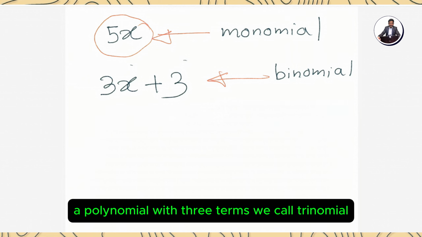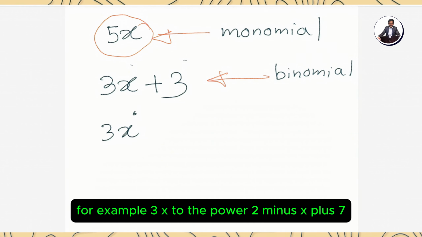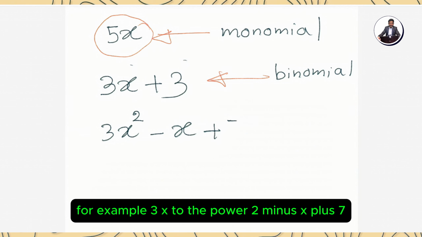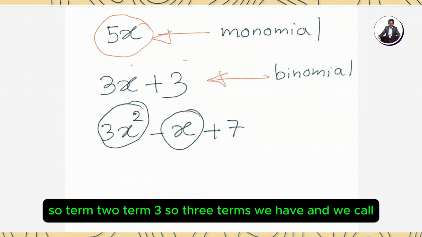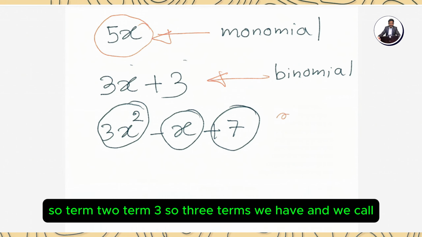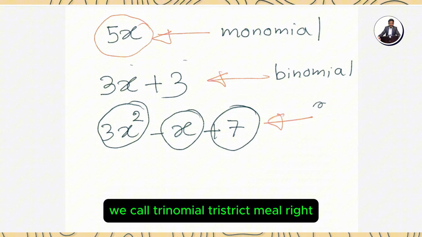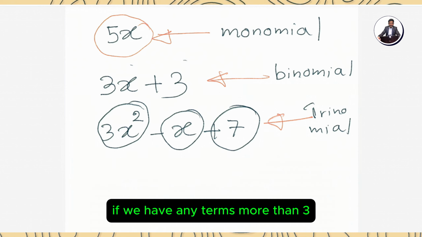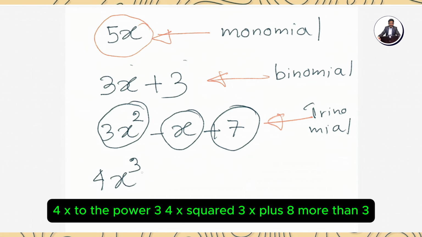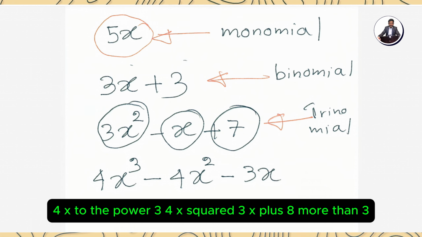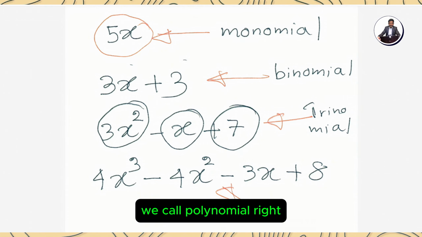A polynomial with three terms, we call a trinomial. For example, 3x to the power 2 minus x plus 7. So we have three terms. 3x squared is one term, then term 2, term 3. If we have three terms, we call it a trinomial. Tri is 3, right? If we have more than 3 terms, for example, 4x to the power 3, 4x squared, 3x plus 8, we call it a polynomial, right?